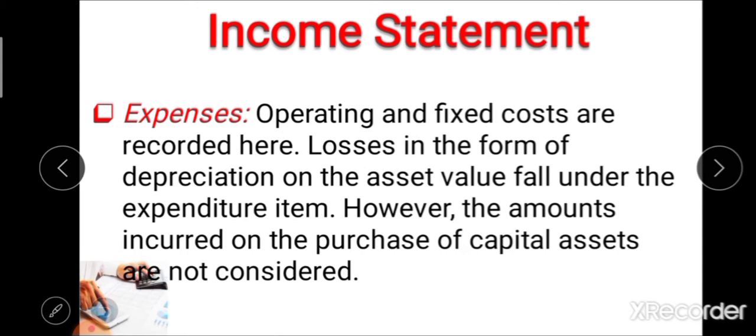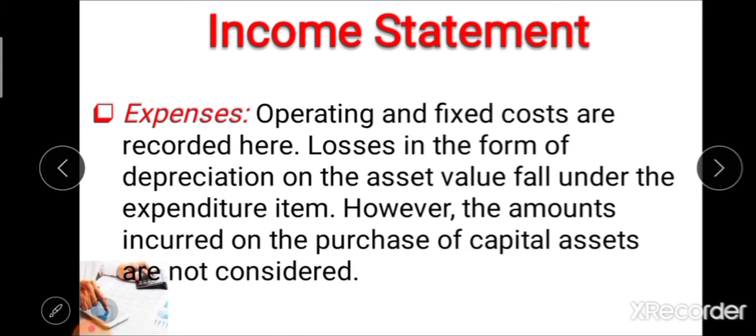These expenses are nothing but whatever cost is incurred in production of that particular product. These expenses include operating plus fixed cost. Operating cost is the cost which changes according to level of output. For example, cost incurred on purchasing of seeds, fertilizers, then labor, irrigation water is included in operating cost. This operating cost is also called variable cost. That means cost can vary according to level of production.